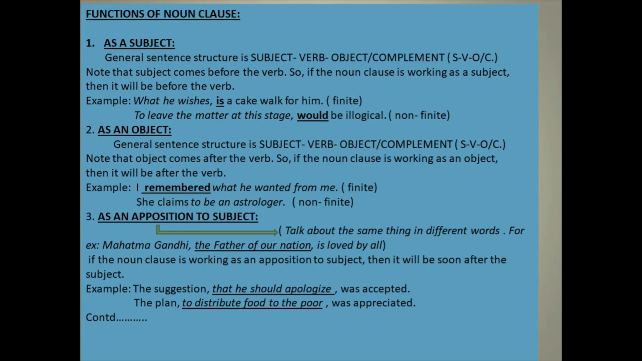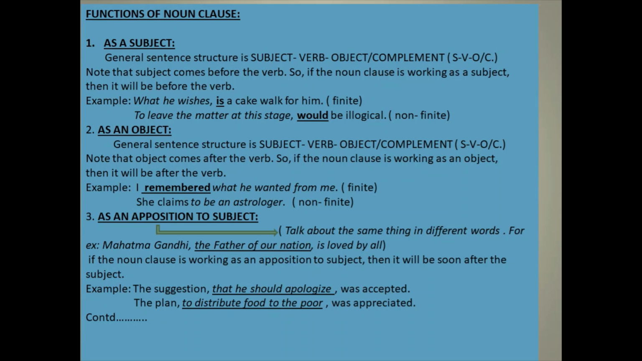What was the suggestion put by others? The suggestion that he should apologize. So that he should apologize is the apposition. It is apposition to the subject. That means it is telling you more about the noun, the subject there. What is the subject? Suggestion. And we are telling you what the suggestion was, right? So that particular part would be your noun clause. You get that? So that is how you need to work on it.